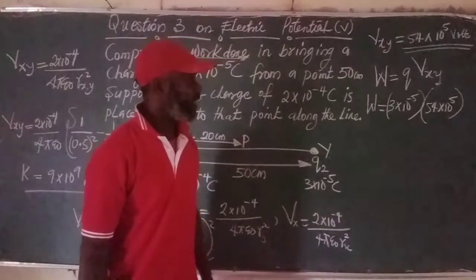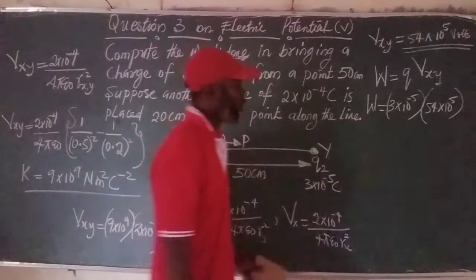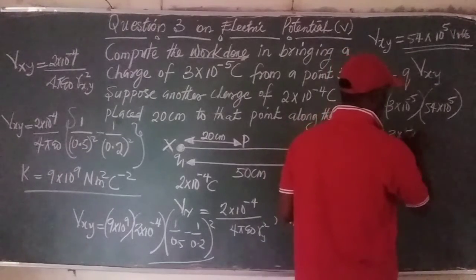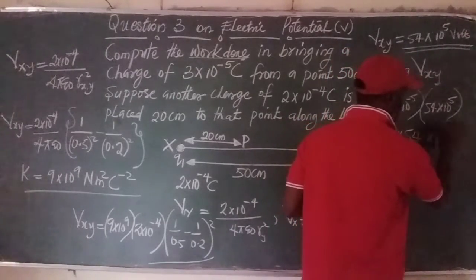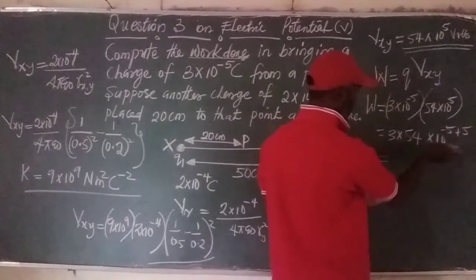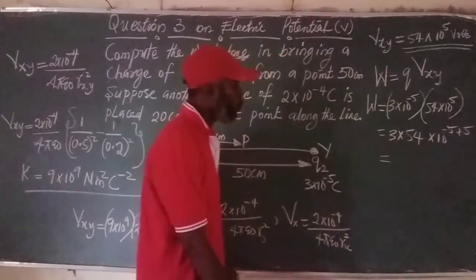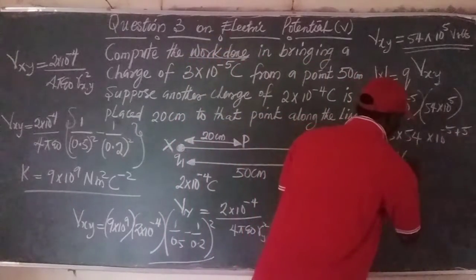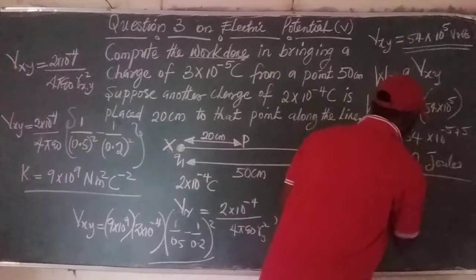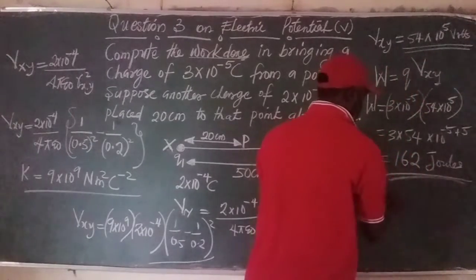So what happens here? Very simple. Of course, you know this. It becomes 3 times 54 times 10 raised to the power minus 5 plus 5. This goes, and at the end we are going to have 162 joules. Solved. So the work done is this.